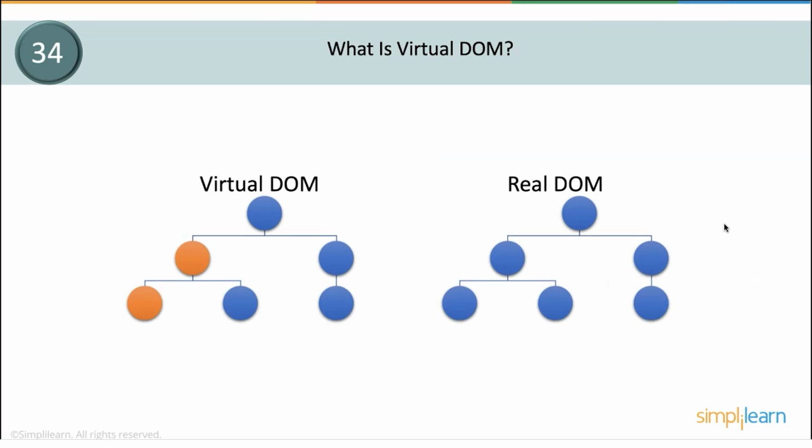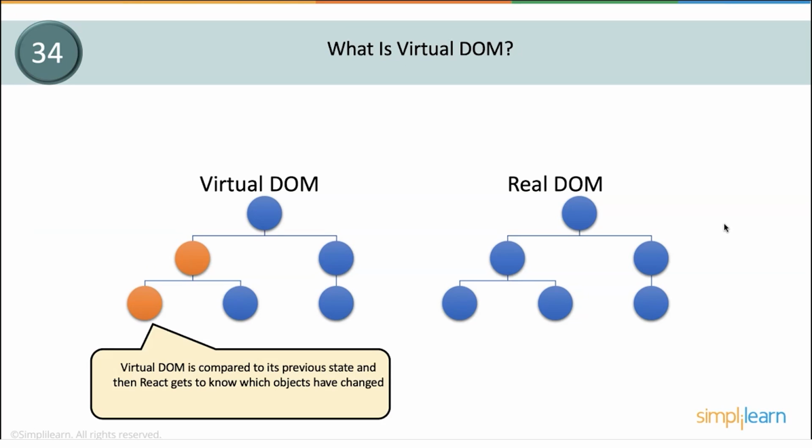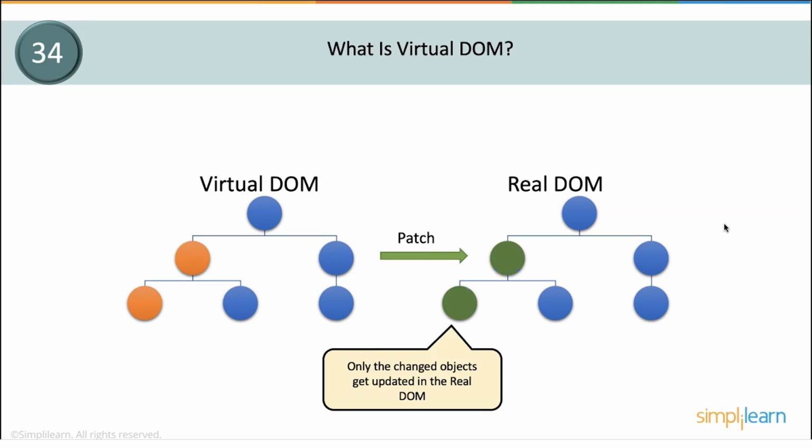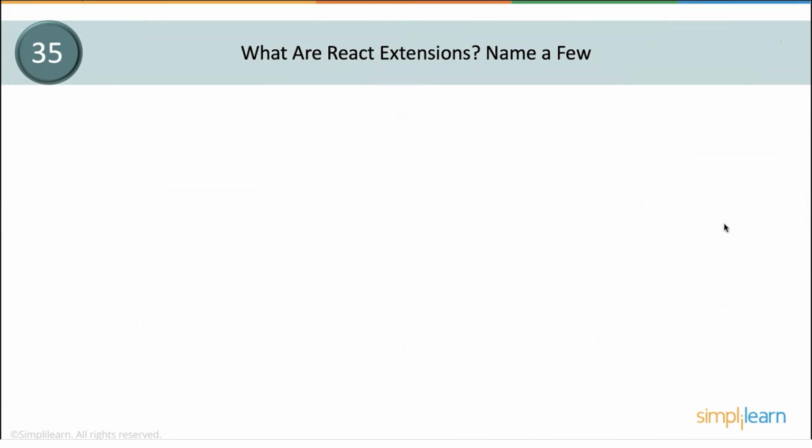So in virtual DOM, what happens? This is the real DOM, this is a virtual DOM. The orange color portions which you're seeing are basically the changes which have been made. These are called changed objects. The virtual DOM compares to the previous state and understands which area it needs to send for updates and avoids the other areas. That's how the virtual DOM really works.